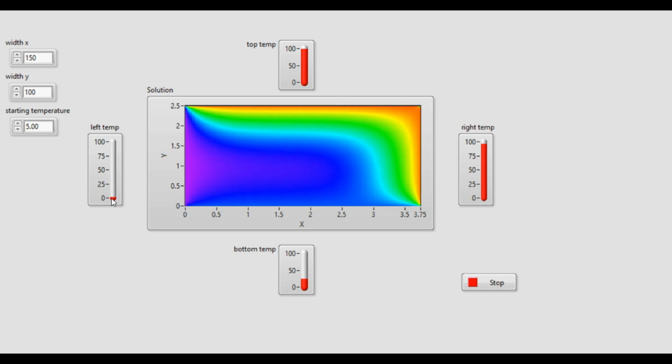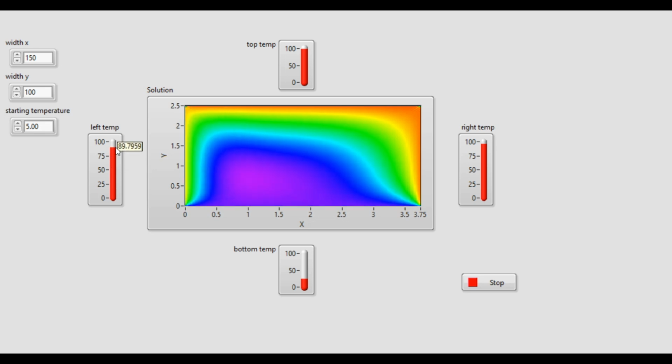Setting up the experiment. Imagine a rectangular metal plate. We'll apply different temperatures to each side of the plate and observe how the heat spreads. Here's how we'll set it up.